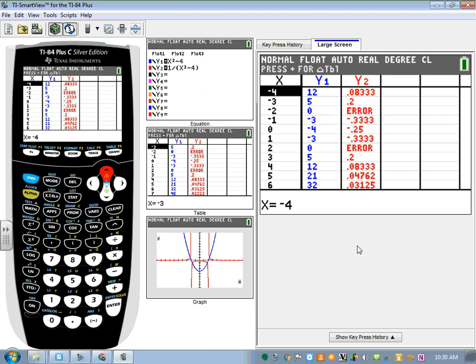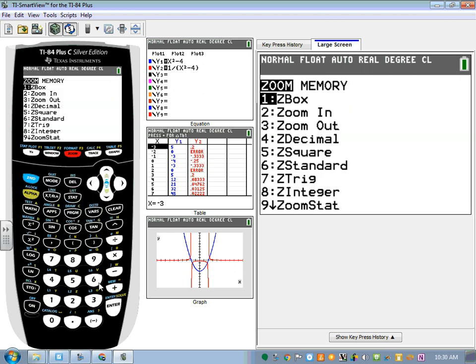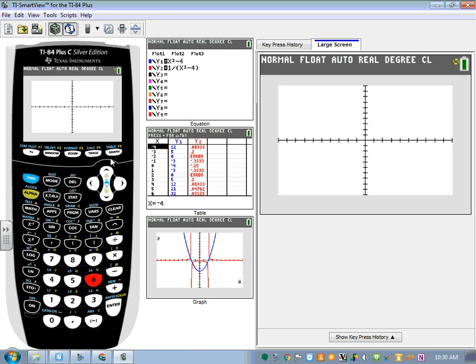Okay, to make sure we're looking at the same thing, I'm just going to zoom down to option number 6, which is zoom standard. That's going to put our window settings to 10 in all 4 directions. And when we do that, in blue, it's going to graph y equals x squared minus 4. And in red, we're going to have the graph of 1 over x squared minus 4. Now, there's some pretty important stuff happening in this graph, and the most important is that because y equals x squared minus 4 has 2 x-intercepts, y equals 1 over f of x has 2 vertical asymptotes.